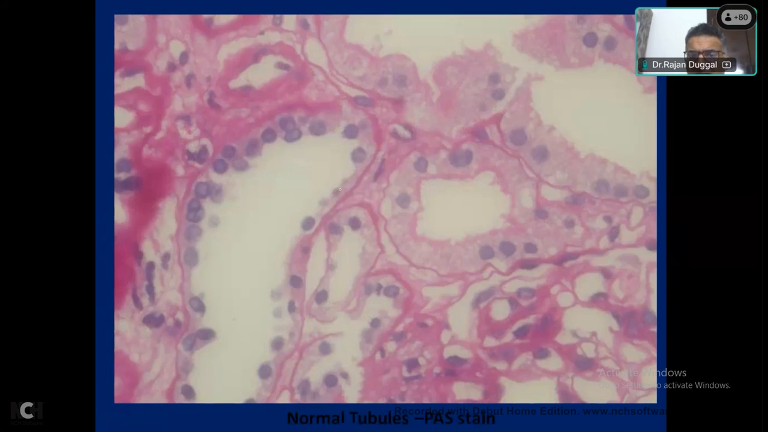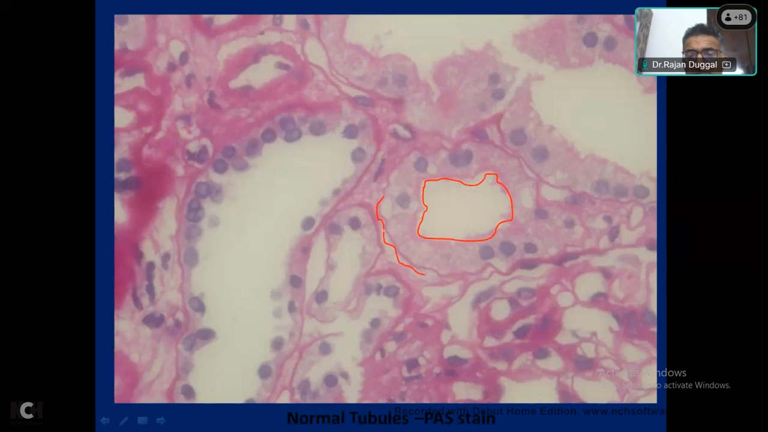So this is a high magnification of the same. You can see this proximal tubule. What you can see in the PAS stain is this brush border, which is continuous, and that is the usefulness or utility of a PAS stain. It is a useful stain to pick up a lot of things. You can also appreciate the tubular basement membrane which is there.